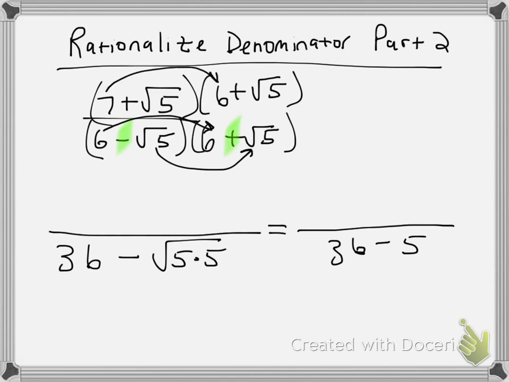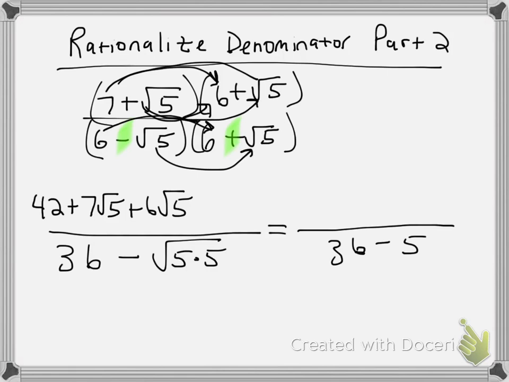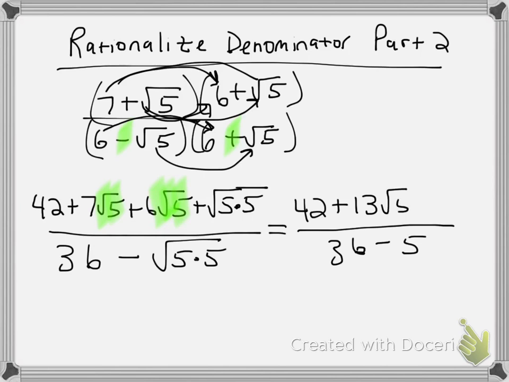I have to multiply 7 times 6, 7 times square root of 5, square root of 5 times 6, square root of 5 times square root of 5. Now from here, I'm going to do some simplifying. I can see that there are some square root of 5s that I can combine. So this is 42 plus 13 square root of 5.